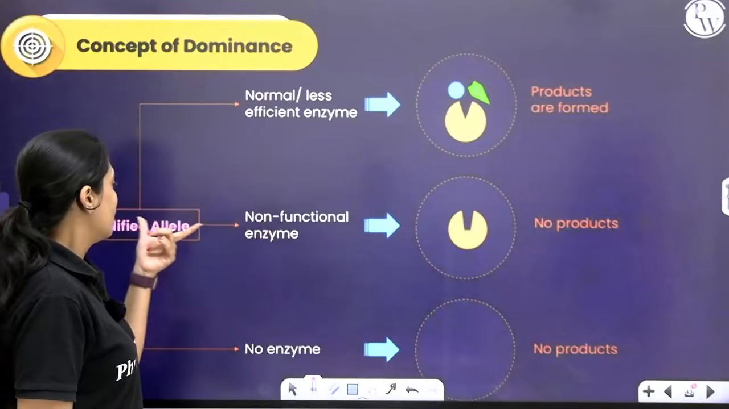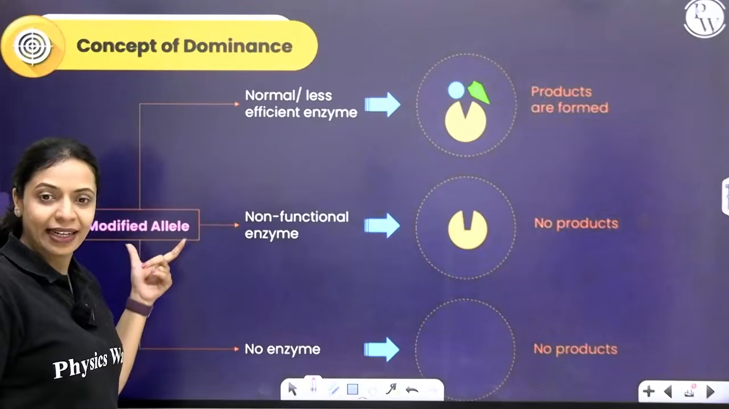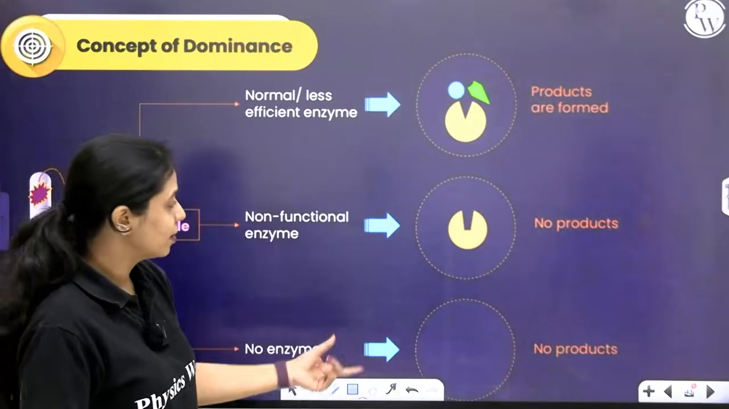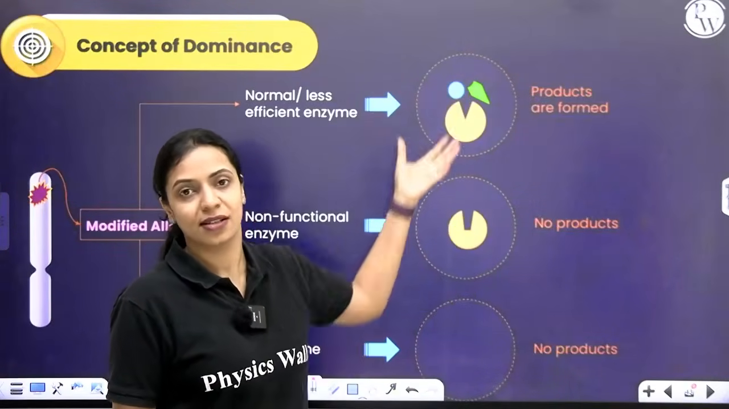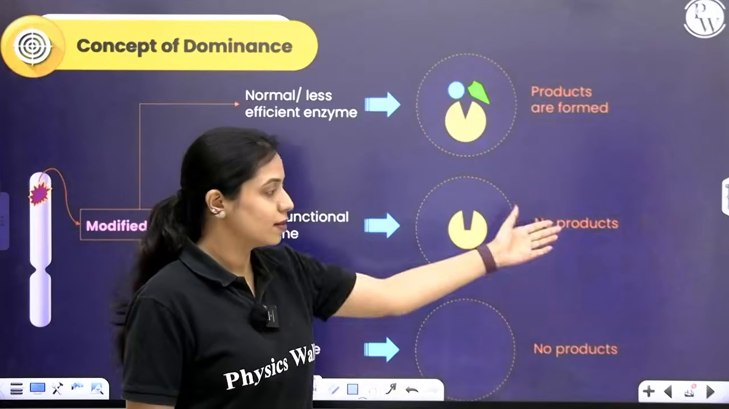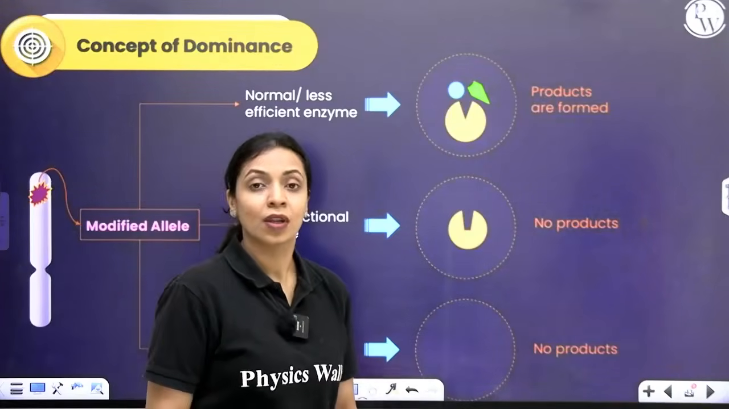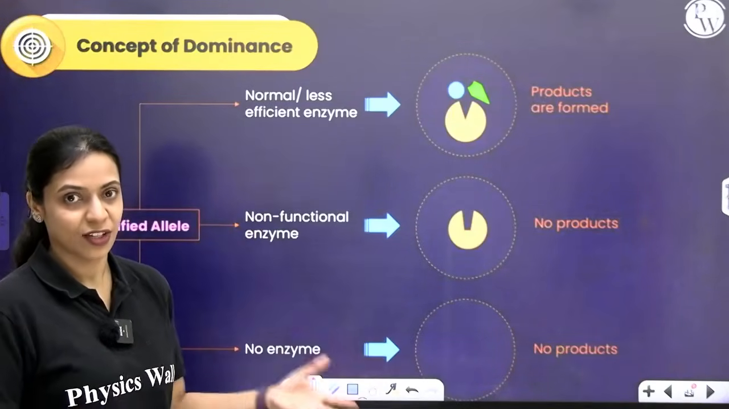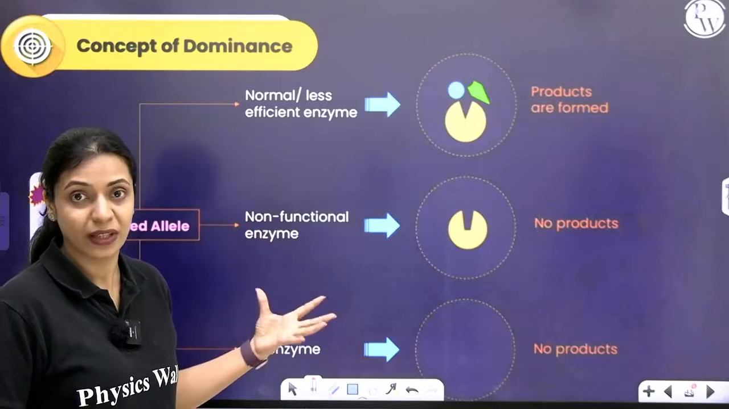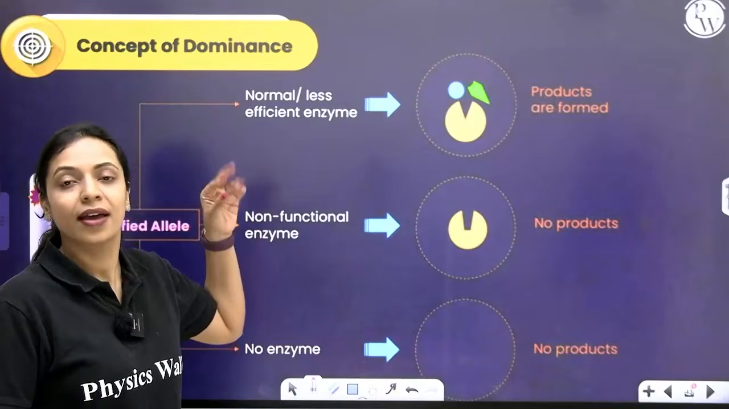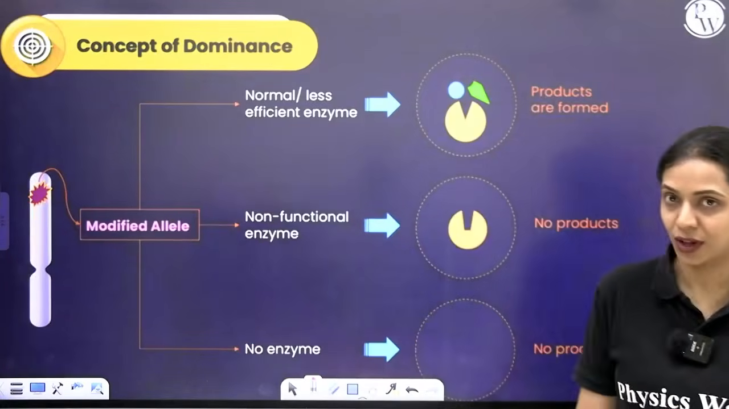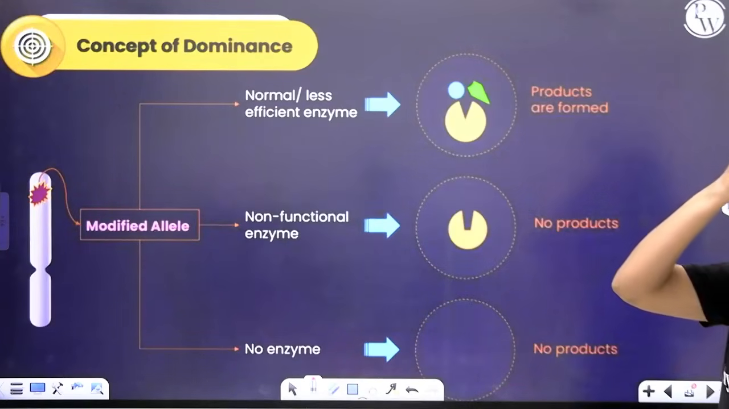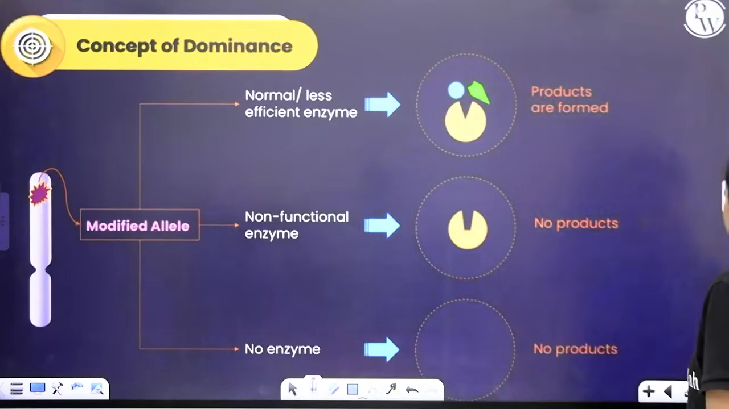Here, an allele can be modified such that the enzyme is produced, but its shape is so different that the substrate cannot fit in there at all. Products themselves are not formed. Or it could even happen that the allele is modified in such a way that it doesn't produce a protein at all. It doesn't produce the enzyme at all. If the enzyme itself is not produced, then obviously there will be no products, right? So these are different ways in which the allele could be modified.